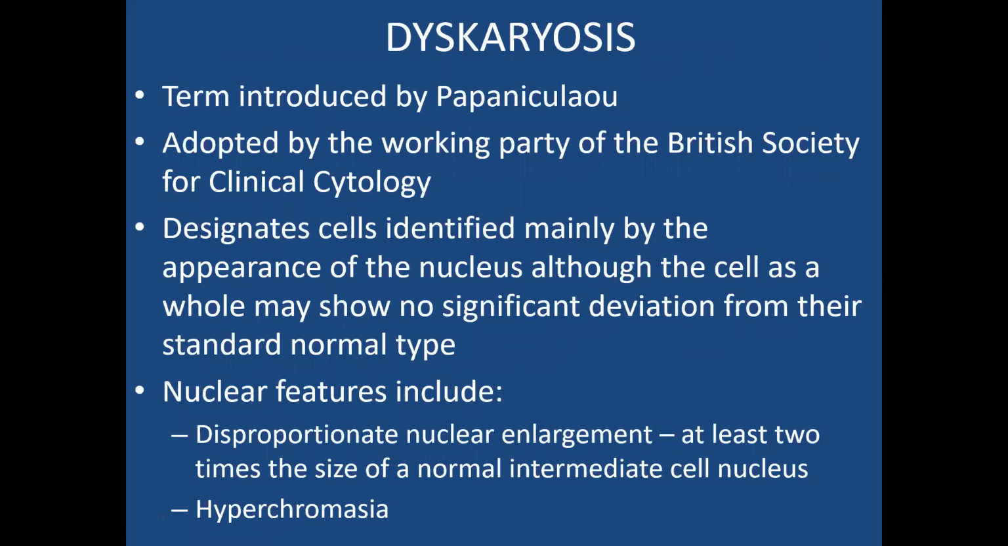Now, another term you should be familiar with, dyskaryosis. This term was introduced by Papanicolaou. Based on the term, this is abnormal. Karyo means what? Nucleus. So dyskaryosis means what? Abnormal nucleus. Now, this term, which was introduced by Papanicolaou, was adopted by the Working Party of the British Society for Clinical Cytology. So after going through these small terminologies, we're going to talk about the two main reporting terminologies. We have the BSCC, which is the British Society for Clinical Cytology terminology, and then we have the Bethesda terminology. These are the two we are going to be discussing.